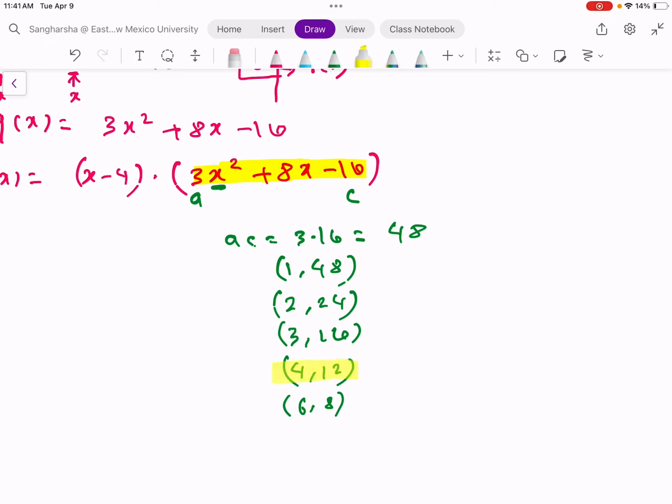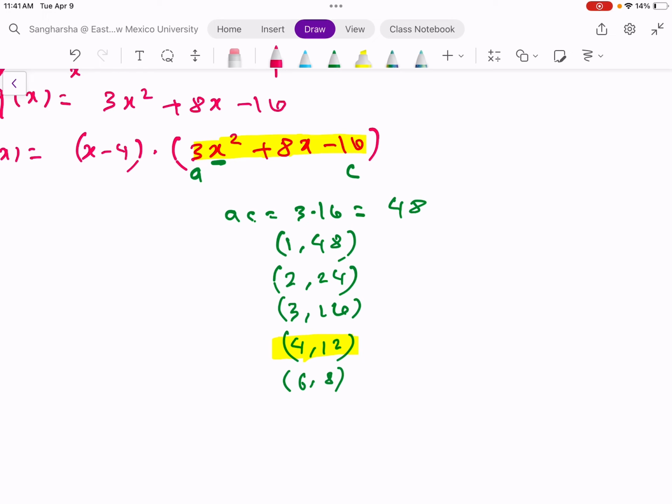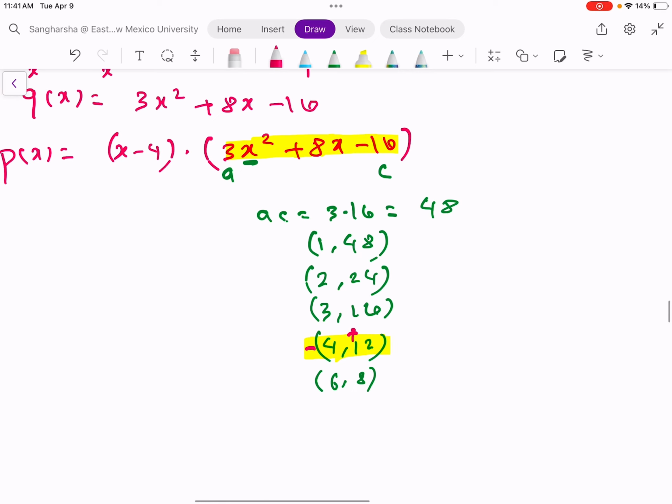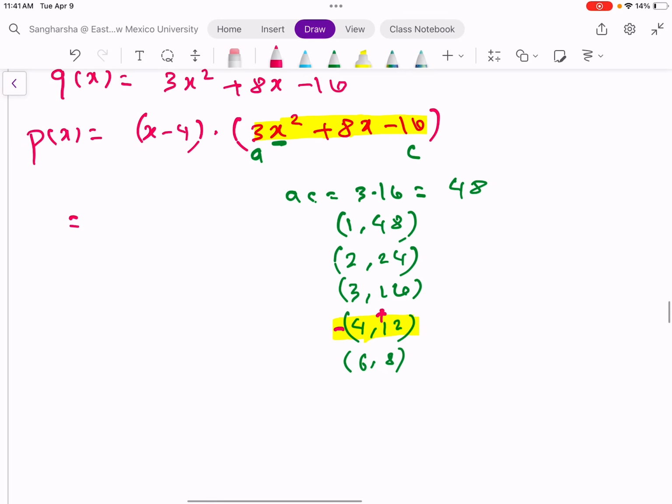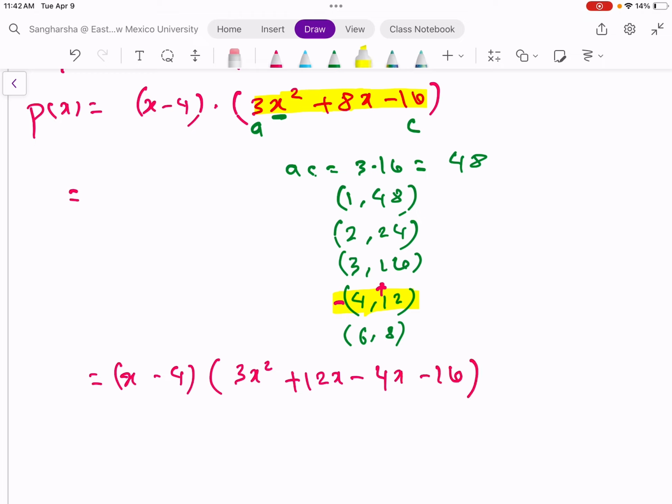So 4 and 12, right? How do we rewrite? We need to have a positive 8x. Now what would be the sign here? 12 would be positive and 4 will be negative, right? So here, let me write it down. x minus 4 as it is. 3x square. So positive 8x is the same as positive 12x minus 4x, minus 16. So we rewrite this positive 8x as positive 12x minus 4x.